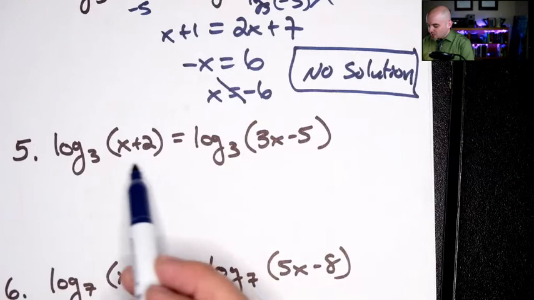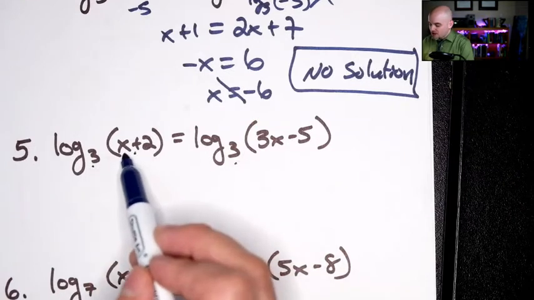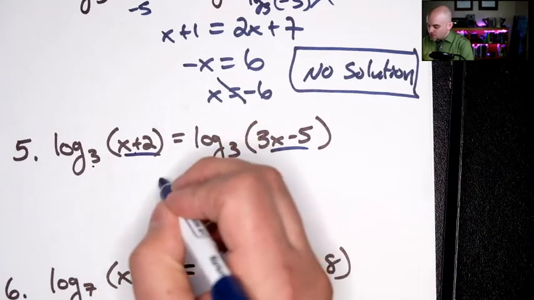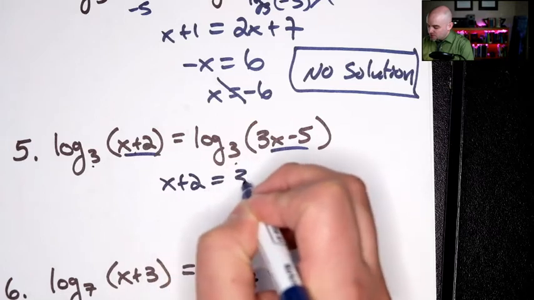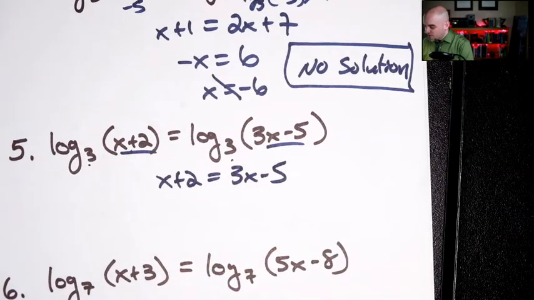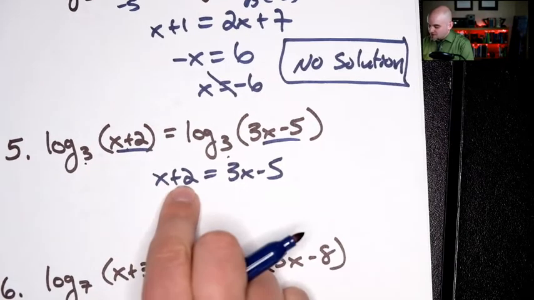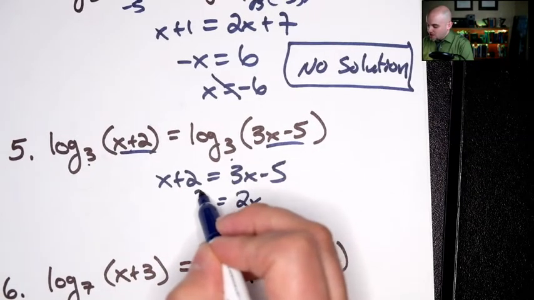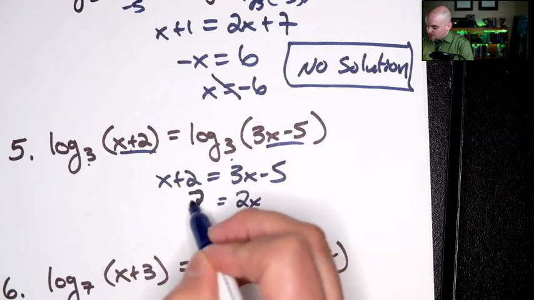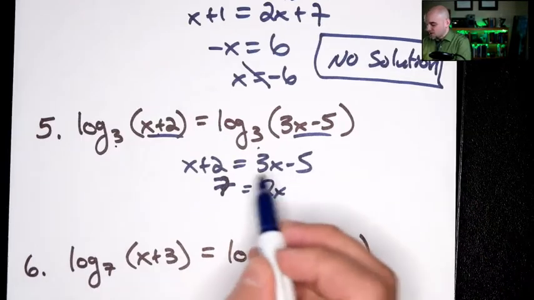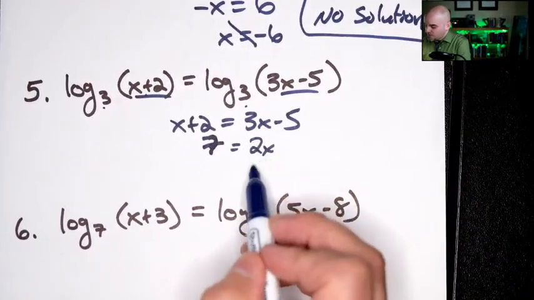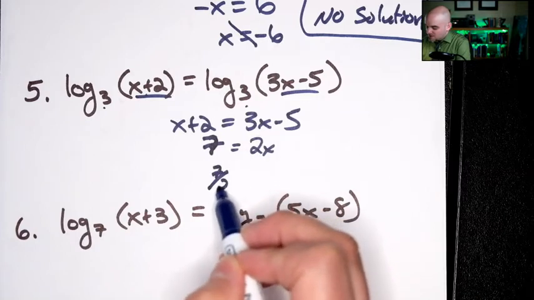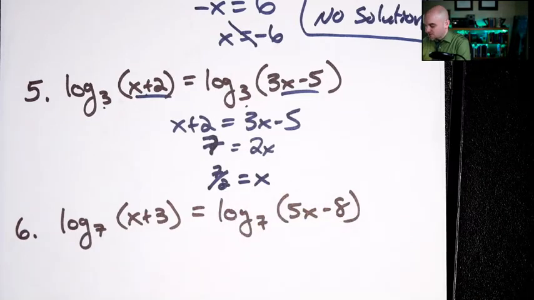All right, number 5, once again, bases are the same. I'm going to set what's inside equal. So I've got x plus 2 equals 3x minus 5. I'm going to subtract x from both sides, add 5 to both sides, and I end up with 2x is equal to, what do we got here? 7. Yeah, 2x equals 7. I shouldn't skip steps because then I mess up. Divide both sides by 2, and I get 7 over 2 equals x.